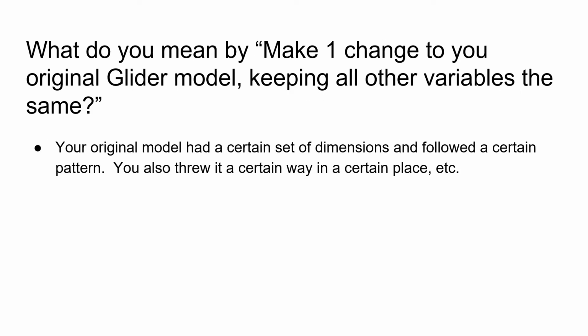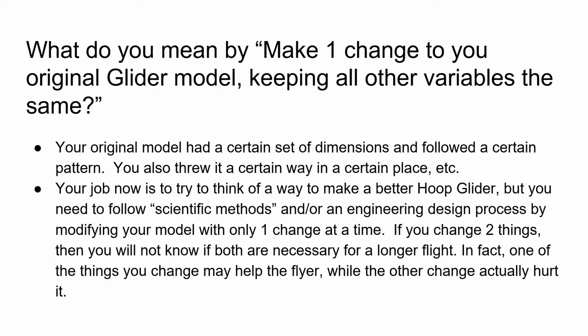So your original model had a certain set of dimensions and followed a certain pattern, and you threw it in a certain way in a certain place. That's going to be our control. Your job is to try to think of a way to make it fly better using scientific methods or an engineering design process. You don't have to follow a specific series of steps. The main goal is to show that your model does fly better than before, and that it can be explained by the changes that you made.